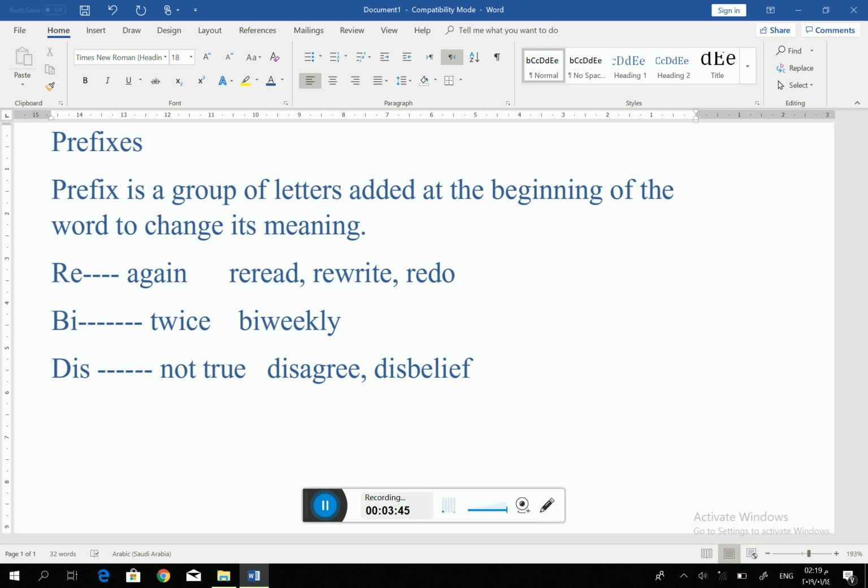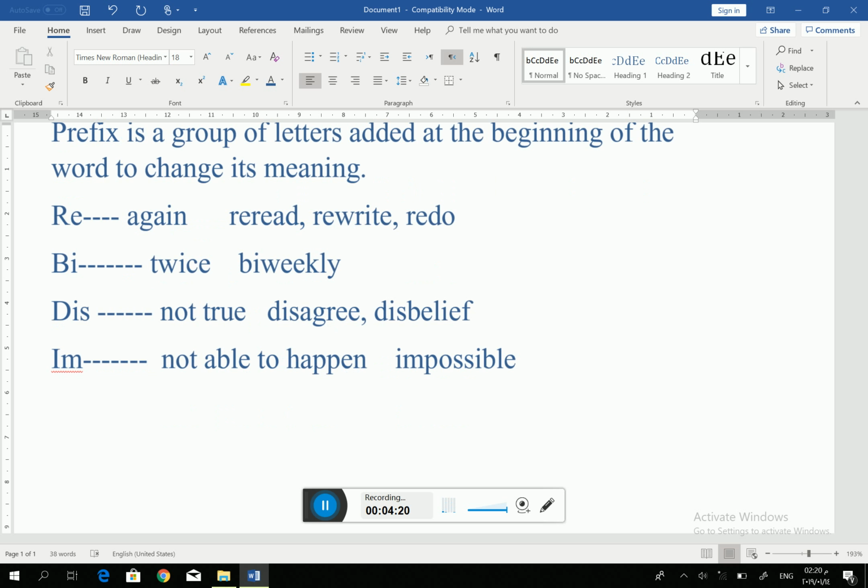Let's have another prefix. You can say im. Im means not able to happen. When you say impossible, impossible comes from the word possible. Possible means can happen. Impossible cannot happen, is not able to happen.